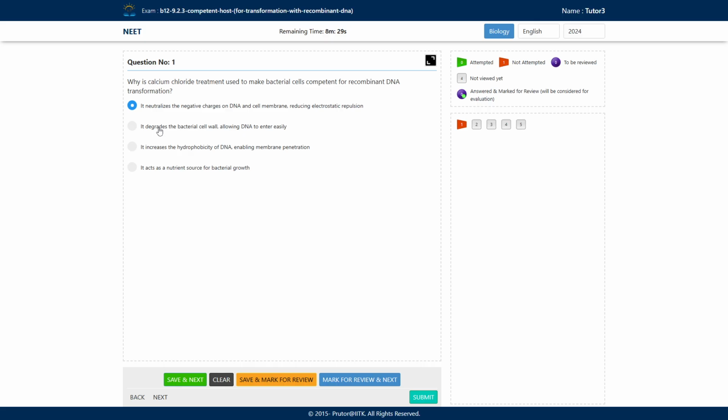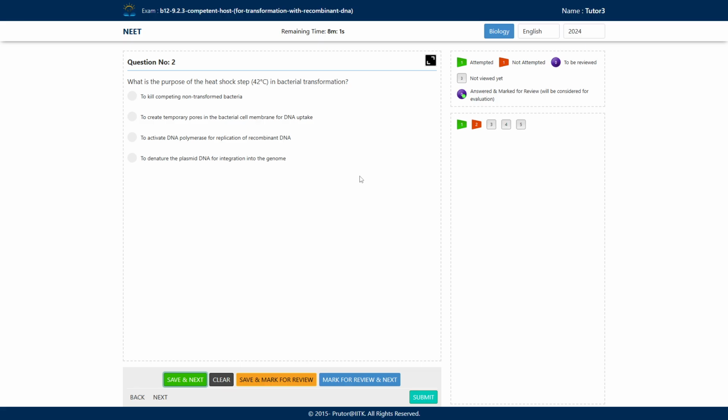Okay, it degrades the bacterial cell wall, allowing DNA to enter easily. No. It increases the hydrophobicity of DNA, enabling membrane penetration. No. It acts as a nutrient source for bacterial growth. No. So the answer would be the first: it neutralizes the negative charge on DNA and cell membrane, reducing electrostatic repulsion.